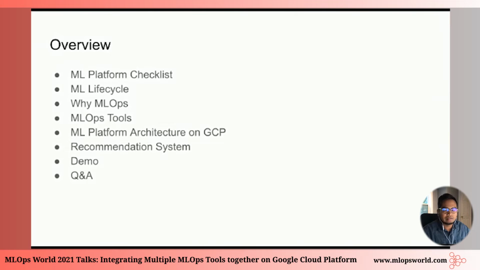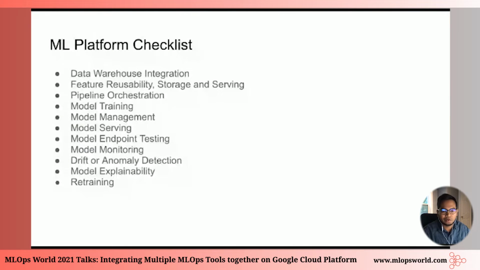So let's start with our platform checklist. When we are building this ML platform, we are thinking about the following set of things, but this is not an exhaustive list, and there could be other items as well. So the first item here is data warehouse integration. In our case, our data warehouse is BigQuery, where all our data lives, and we want a very tight integration of our ML platform with BigQuery.